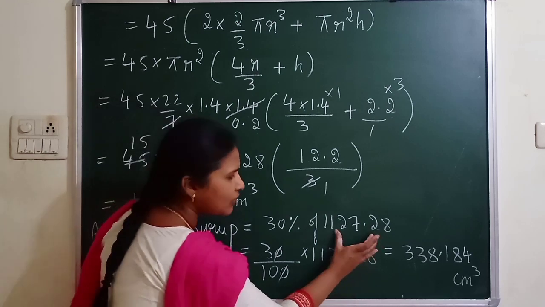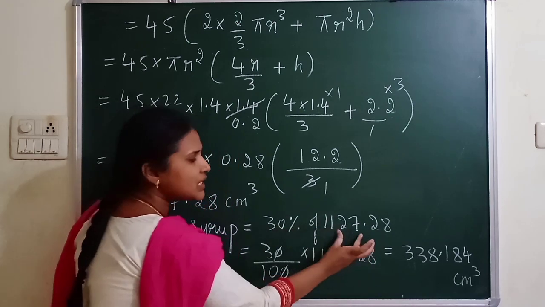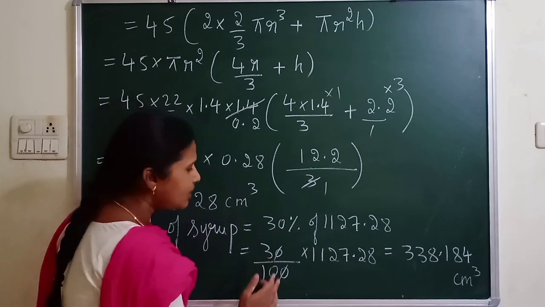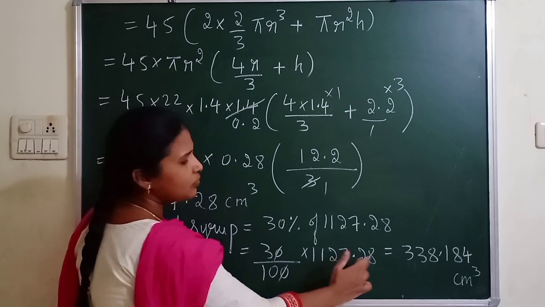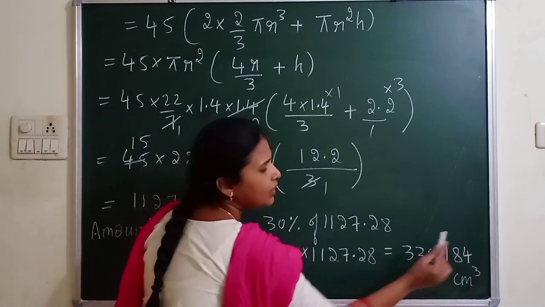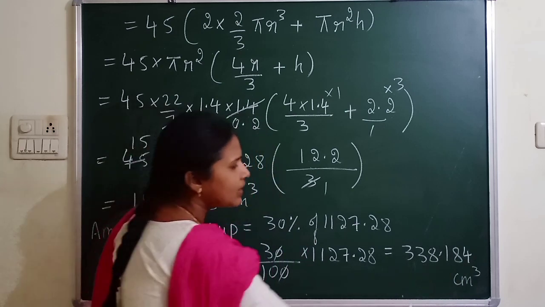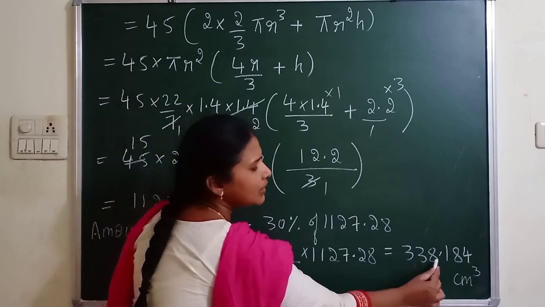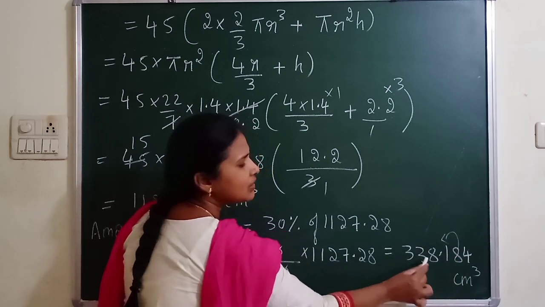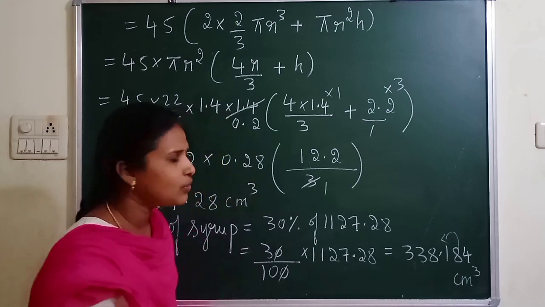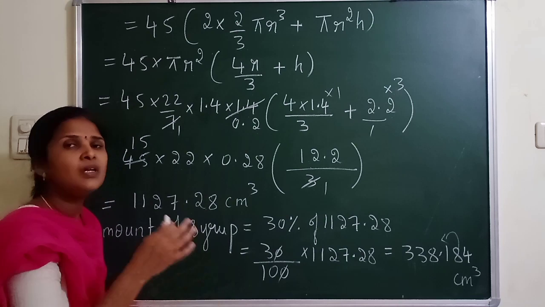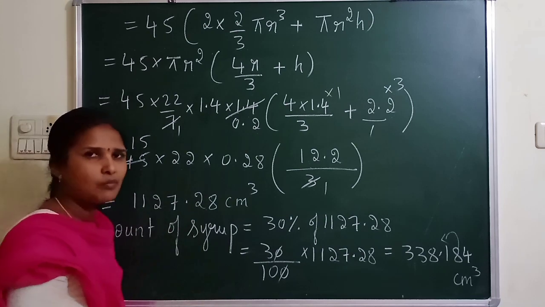So here we have the volume of 45 jamuns. So take 30% of this, because that is telling us 30% syrup is there in that. So 30 by 100 into 1127.28. Multiply and cancel, we get 338.184 centimeter cube, or else if you round it, it becomes 338.2. Or approximately you can write 338 centimeter cube. So this is the volume of syrup in 45 jamuns.